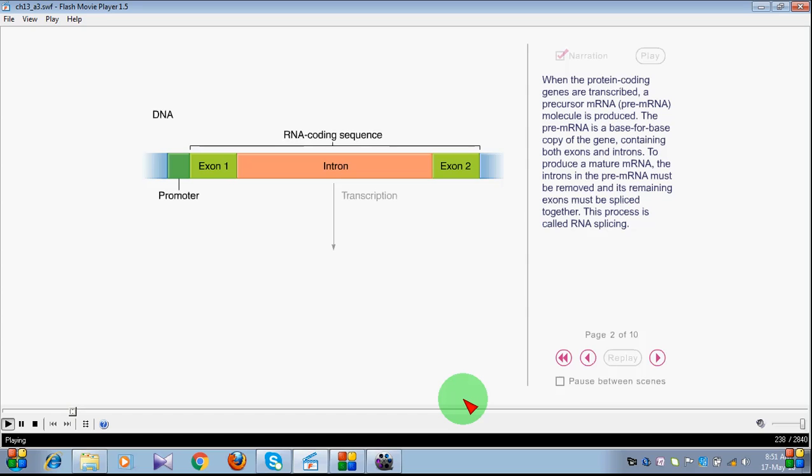When the protein-coding genes are transcribed, a precursor mRNA molecule is produced. The pre-mRNA is a base-for-base copy of the gene, containing both exons and introns. To produce a mature mRNA, the introns in the pre-mRNA must be removed and its remaining exons must be spliced together. This process is called RNA splicing.